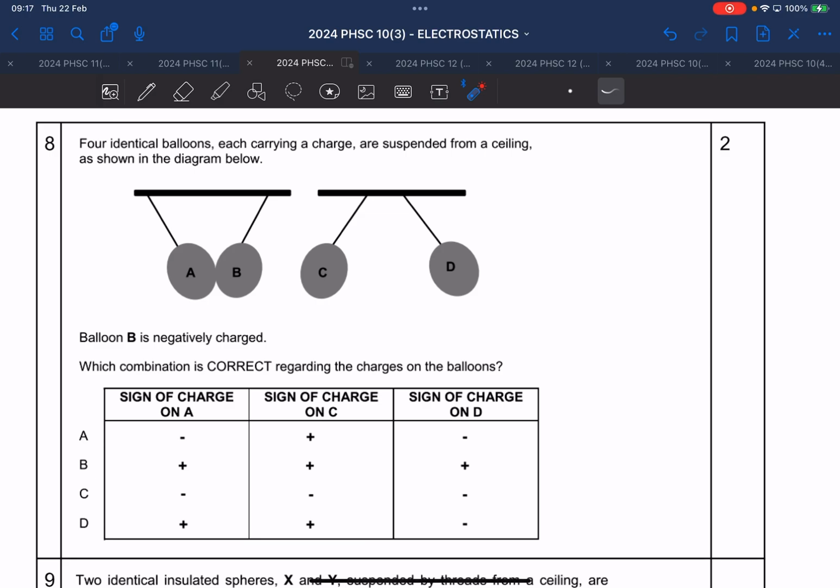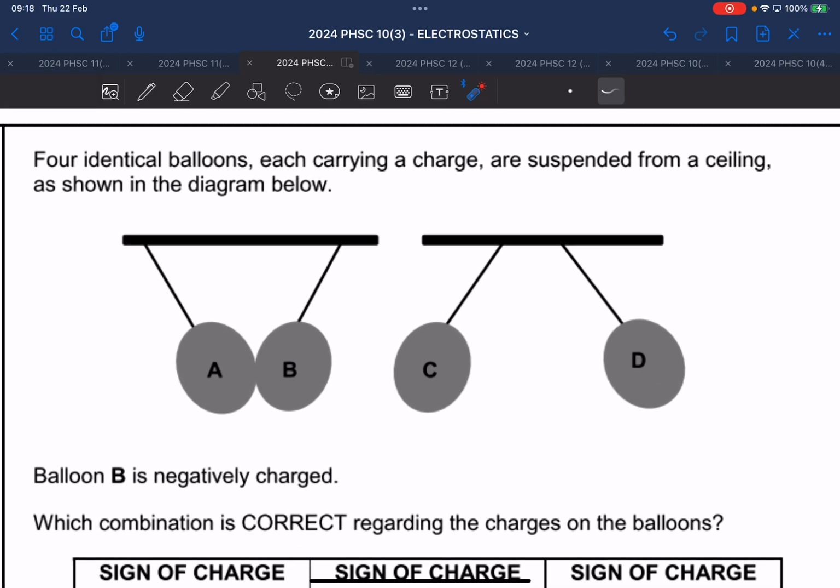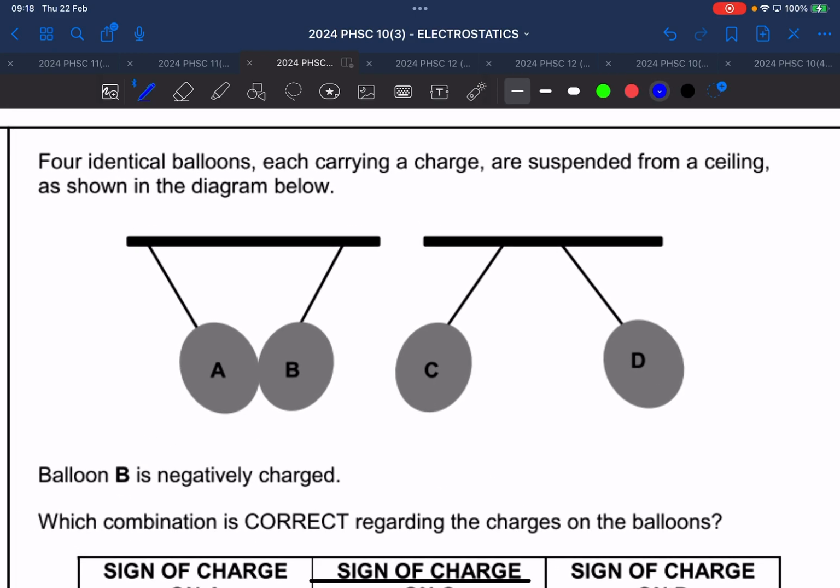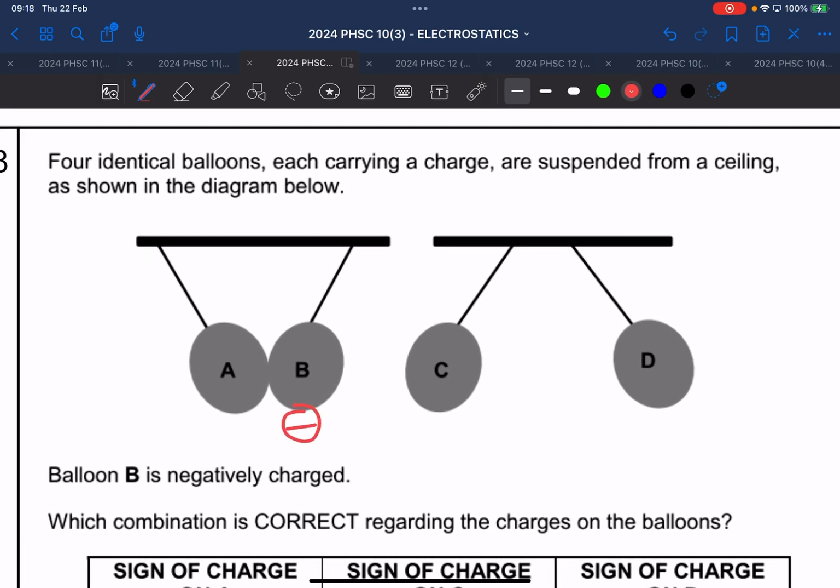Multiple choice question. It says, 4 identical balloons, each carrying a charge of blah, blah, blah, are suspended from a ceiling as shown below. B is negatively charged. Okay. So they tell us B is negative.